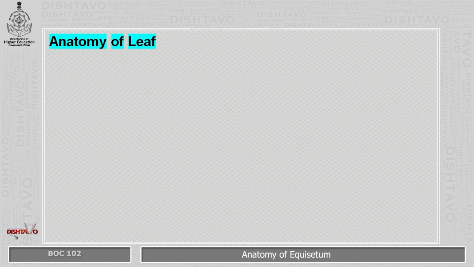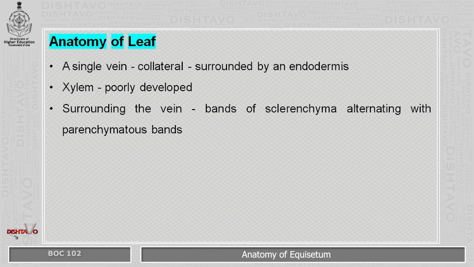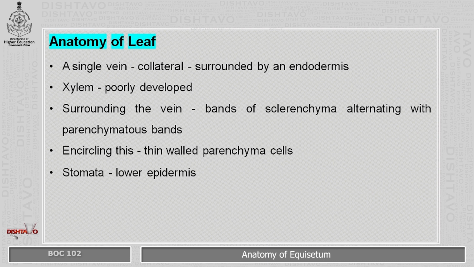Now let us see the anatomy of leaf. Leaf has a single vein which is collateral and is surrounded by an endodermis. Xylem is poorly developed. Surrounding the vein are found bands of sclerenchyma alternating with parenchymatous bands. Encircling this are thin-walled parenchyma cells. Stomata are found in the lower epidermis.